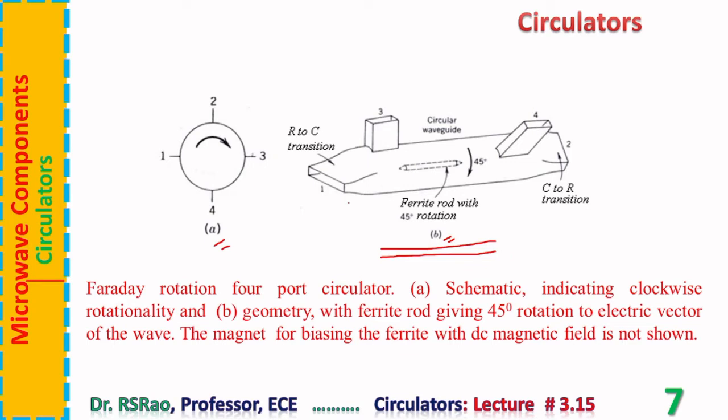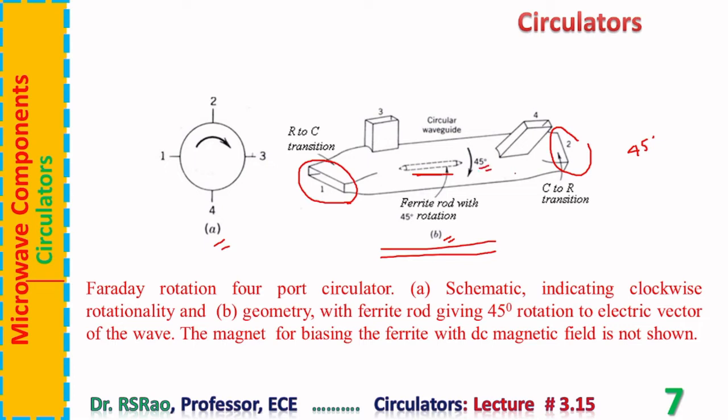Okay, let us begin with identifying ports. Port 1 is in the input side transition. Port 2 is in the output transition. Notice port 1 and port 2 are not parallel. They are making a certain angle with each other. It is 45 degrees in the present case. In between the transitions, there is a circular waveguide. The circular waveguide contains a ferrite rod. The length, the thickness, the bias field, all of that are selected in such a way that the ferrite rod gives a rotation of 45 degrees to the wave.